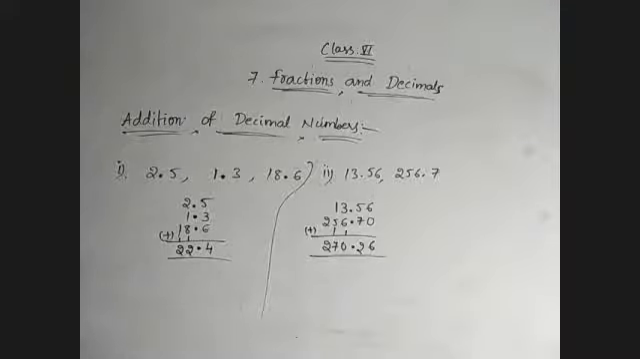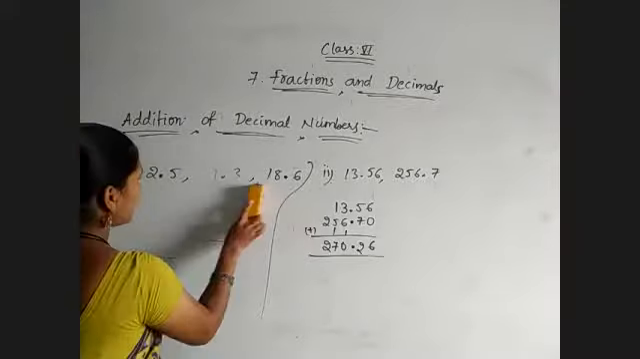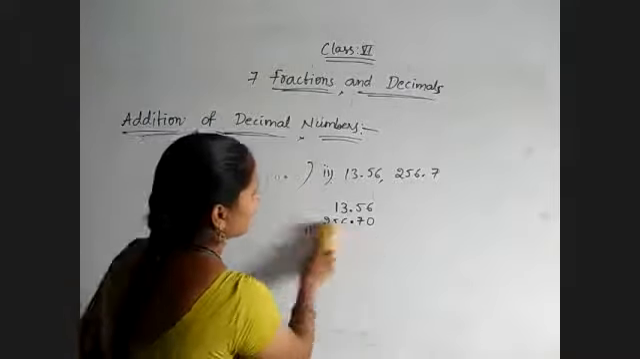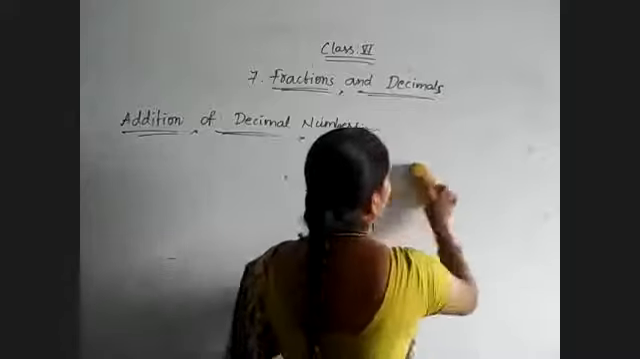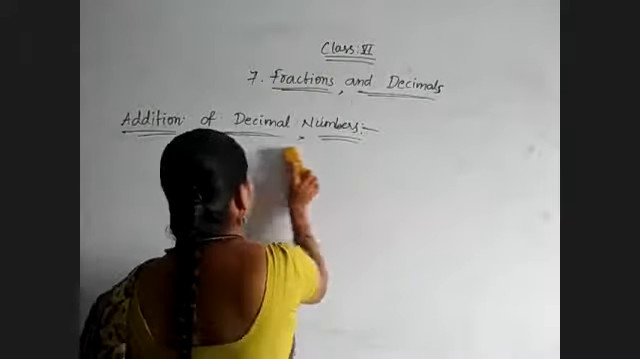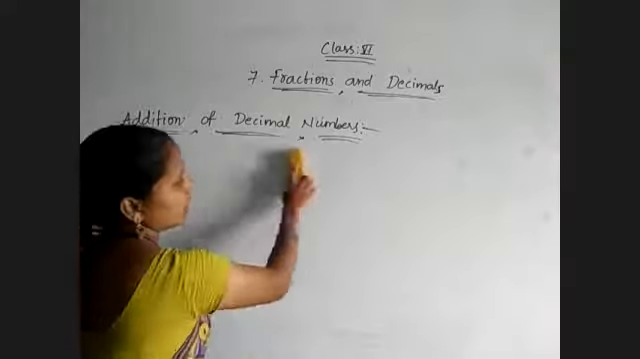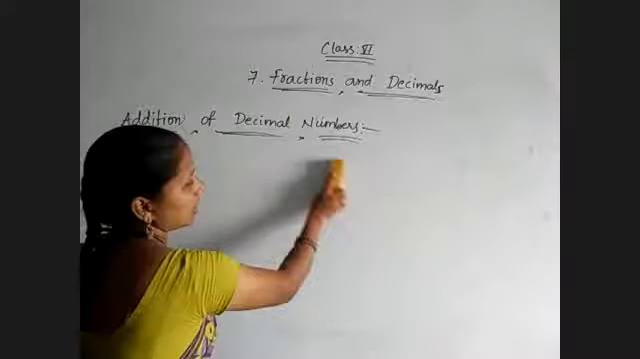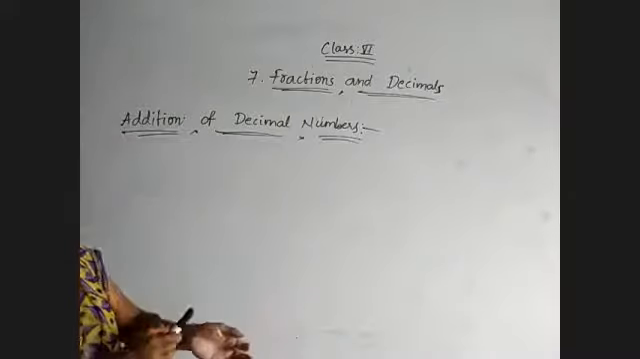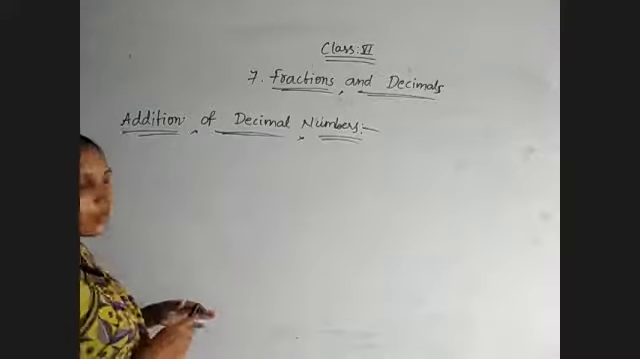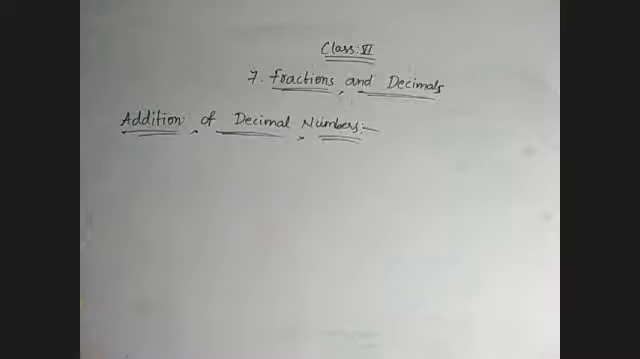Okay, let us do some example problems on addition of decimal numbers. We can do it in another method also. First, we must convert the decimal number into a decimal fraction. After that, like fractions, and after that we can add. Like that also we can do. But most of the time we will use it directly like this only. Now coming to the example problems.